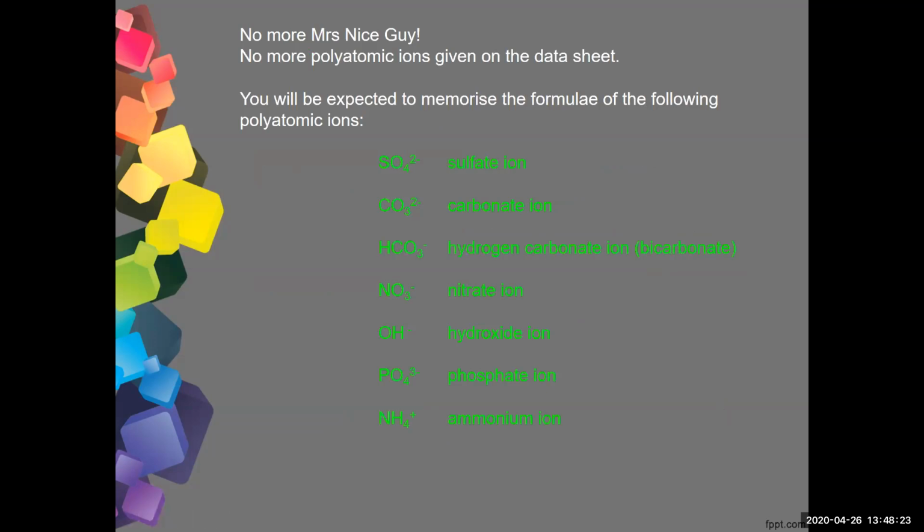All right, here's the bad news. We're not going to give you a table of polyatomic ions on your data sheet anymore. I expect you to know the formulae of the ones that are on the screen. Anything that's not on the screen we'll still give to you, but I expect you to know the ones on the screen. Oh, come on, guys, it's 7 things that you have to learn. Do some memory work. So you need to know name, charge, and formula of all of those ions. It's only 7. You can do it. I believe in you.